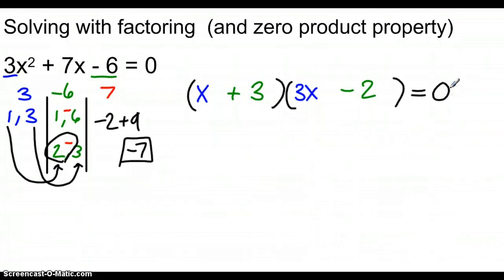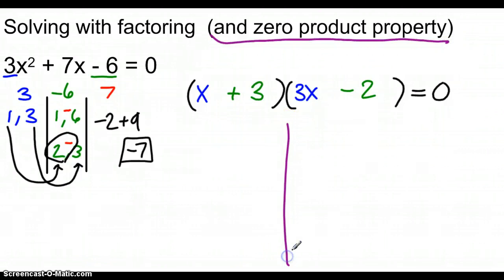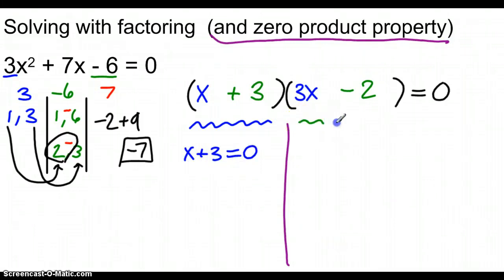So once we have it set up here in our factors, this is where that zero product property comes into play. This is where we take each piece of our factored answer and we set it equal to 0. What this is helping us find is what x has to be in order to make each individual factored piece of this equal to 0.